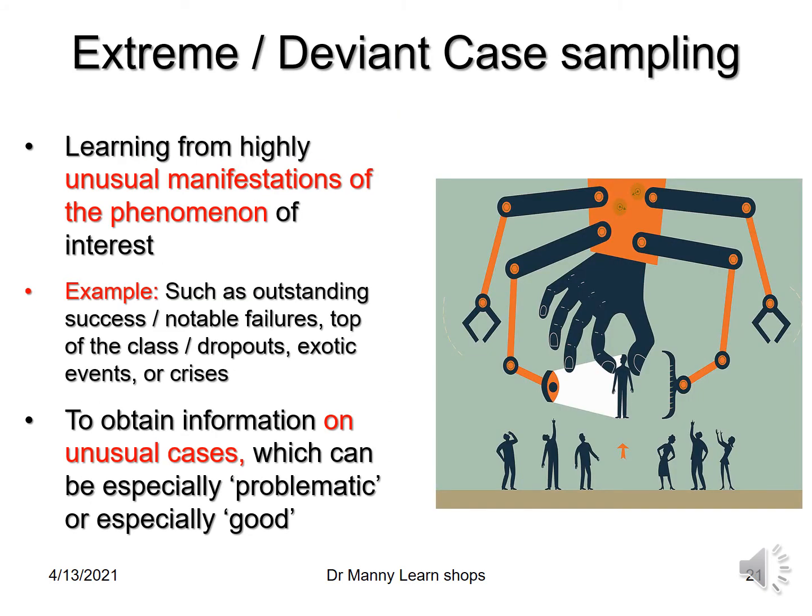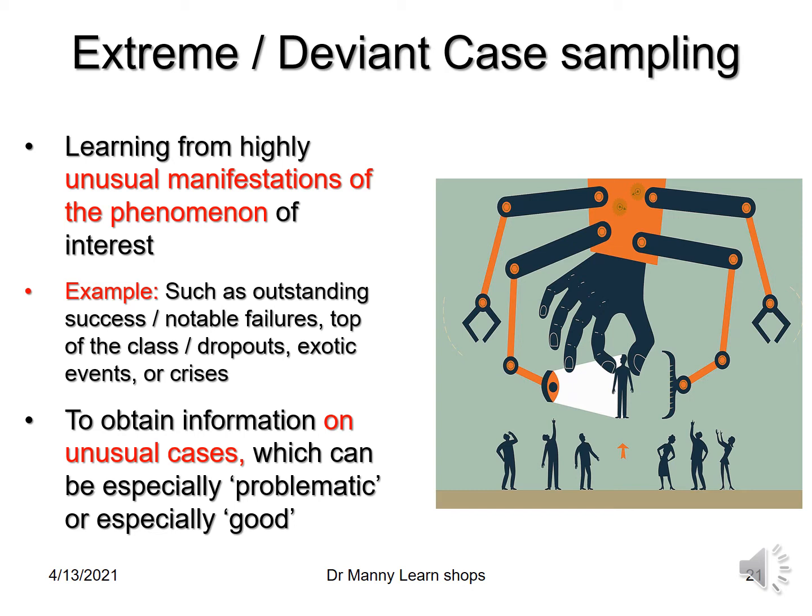Then you have the extreme or deviant case sampling. And this is learning from highly unusual manifestations of the phenomena that you're interested in researching. And this obtains information on unusual cases, which can be especially problematic or bad, or they can be especially good. You've identified, gee, this is a really bad case, or this is a really good case. And examples could be an outstanding success and notable failures, top of the class, dropouts, exotic events, or crises.